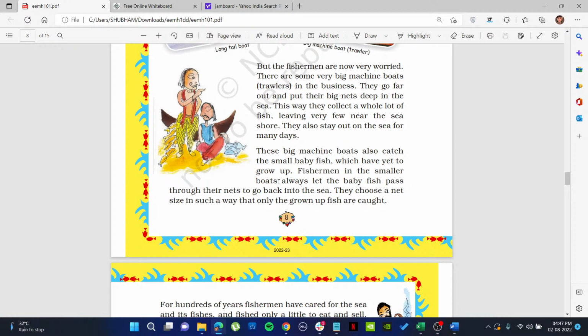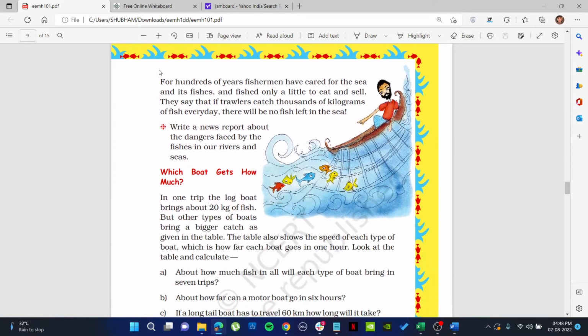These big machine boats also catch the small baby fish which have yet to grow up. Fishermen in the smaller boats always let the baby fish pass through their nets to go back into the sea. They choose a net size in such a way that only the grown up fish are caught. For hundreds of years, fishermen have cared for the sea and its fishes, and fished only a little to eat and sell. They say that if trawlers catch thousands of kilograms of fish every day, there will be no fish left in the sea.